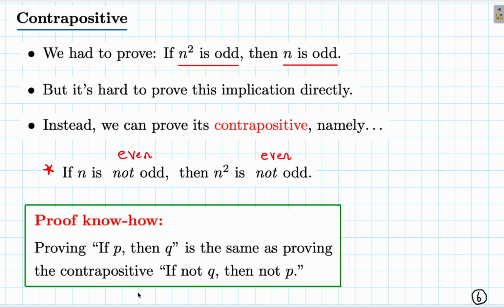Proving if P, then Q. So P and Q are statements like n squared is odd, n is odd. If P, then Q, proving that is the same as proving the contrapositive, namely, if not Q, then not P. And so sometimes when you see an implication and it's hard to prove it directly, try to write down its contrapositive and see if you can prove that instead. So that's the end of this lesson, and I will see you next time.